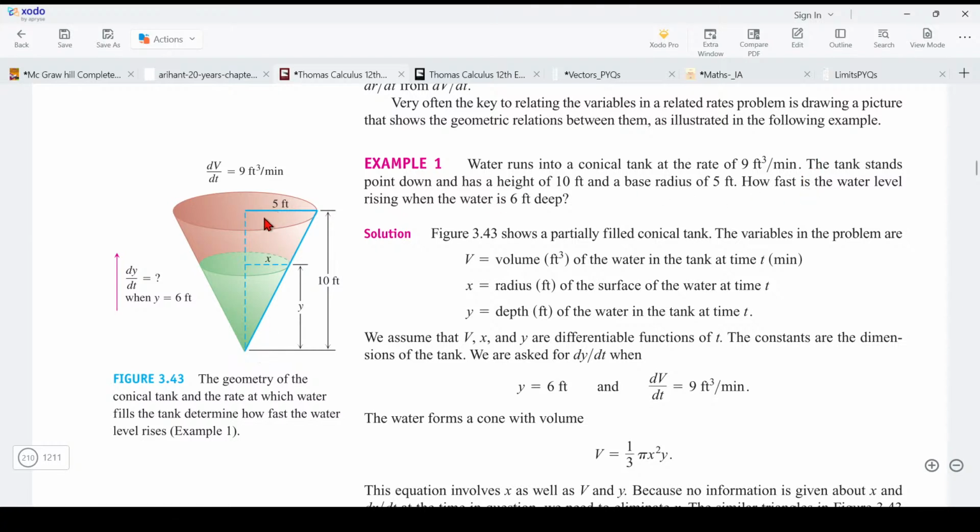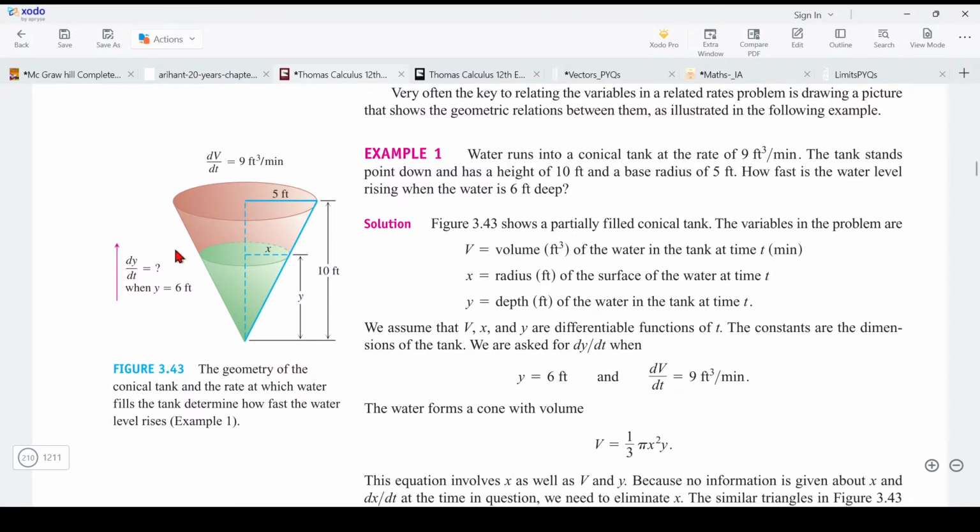Now can you tell me this? He's saying dy/dt. You're pouring water in this at the rate of 9 feet cube per minute. Then how fast is your height rising? In the beginning, the height will be rising faster. As it is going to the top, the rate should get reduced. Now, how do you relate dV/dt and dy/dt? Sir, dV/dt is equal to dV/dy into dy/dt. Very good. Excellent.